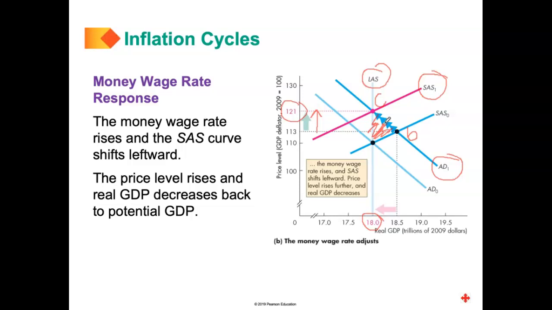Initially, our price level was 110, but now our price level has increased all the way to 121. Again, we define inflation as the increase in the price level. So in that sense, we actually have inflation caused by a change in aggregate demand. We have inflation caused by the change in aggregate demand.